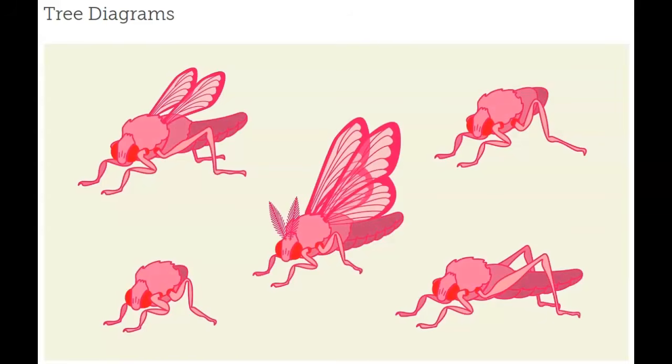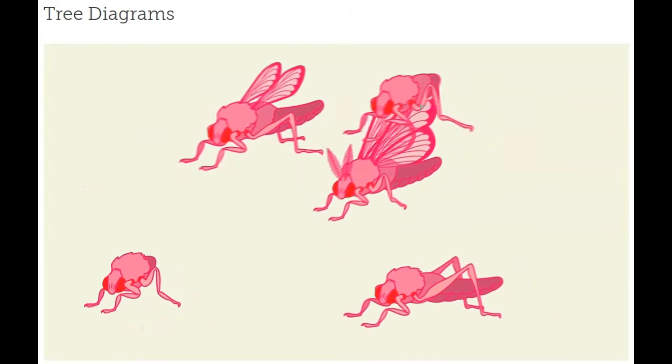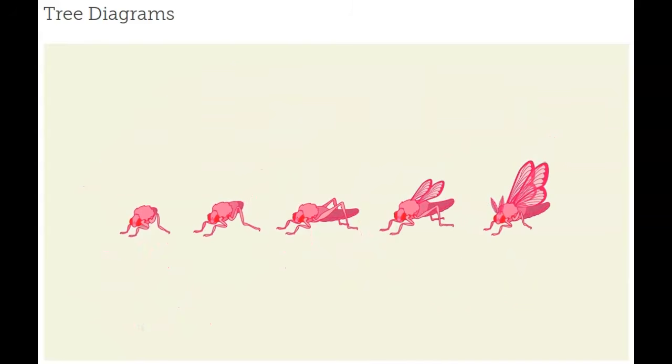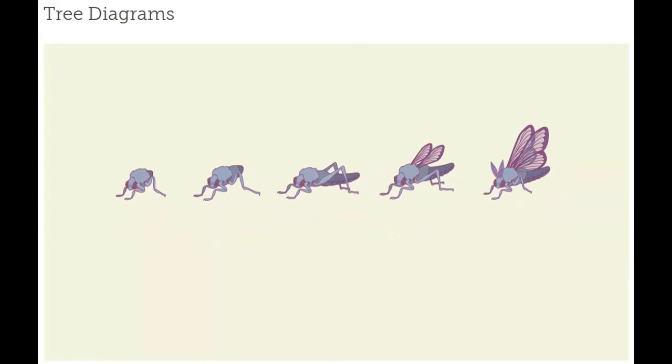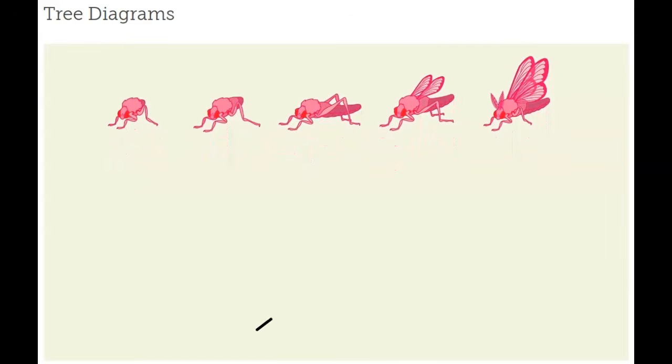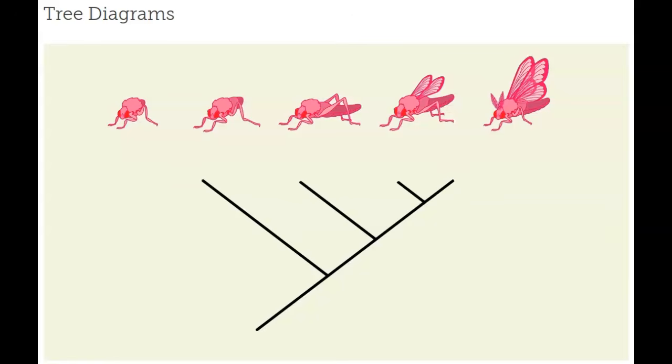To show the general idea of how tree diagrams work, let's organize this group of imaginary creatures. One way to organize them is to arrange them in a line from simple to complex, and then connect them with lines or branches. The lower branches connect to the simpler creatures, and the higher branches to the more complex ones. This diagram is a best guess at how these creatures may be related.